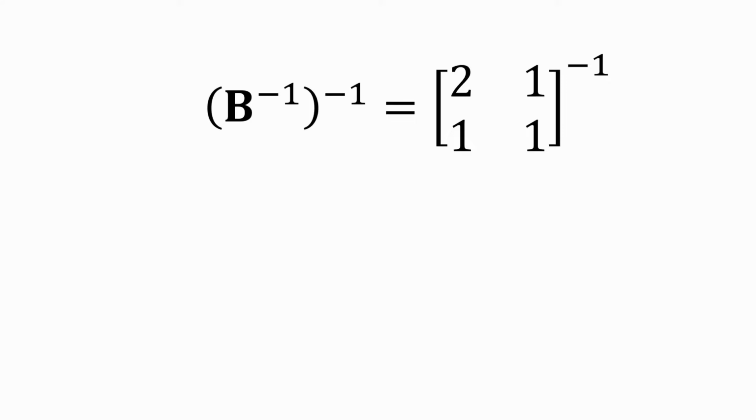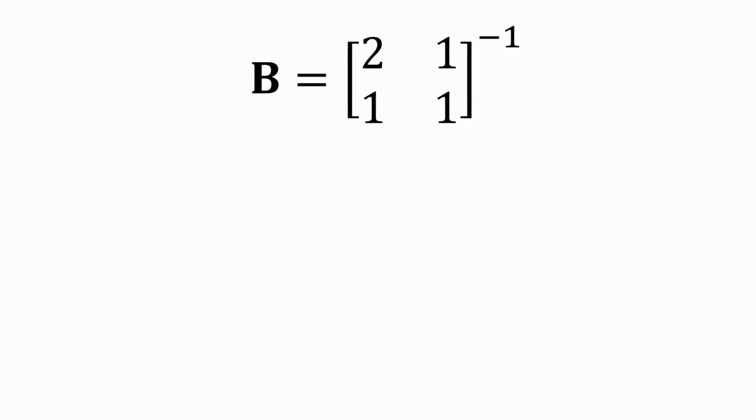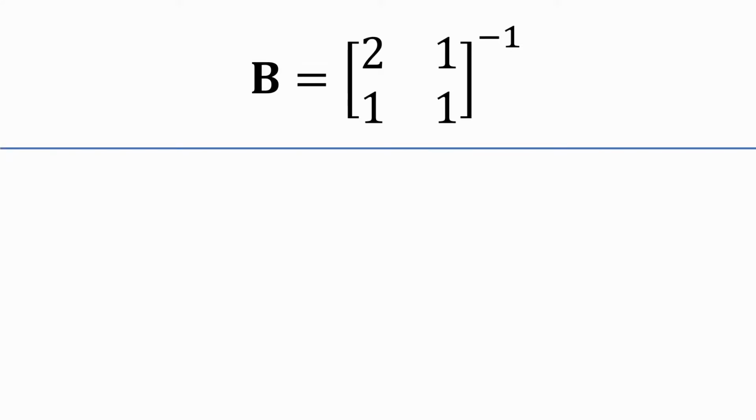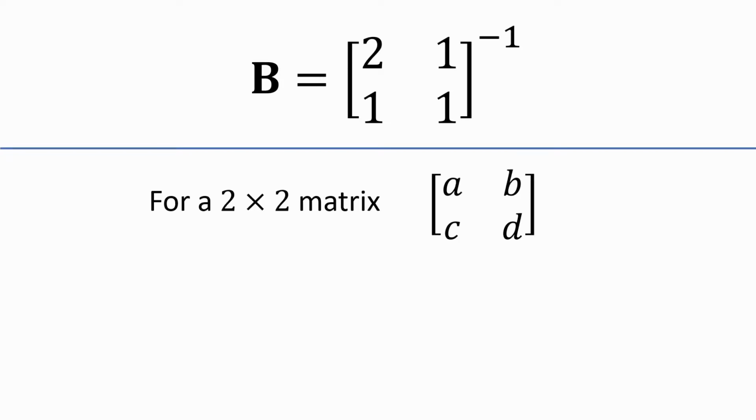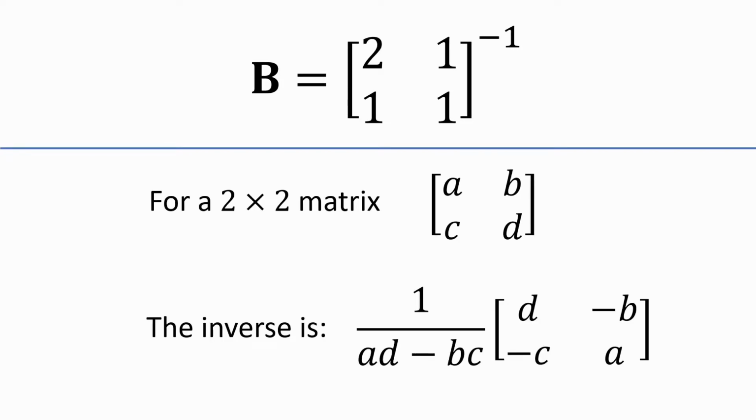We can do so by taking the inverse of both sides of the equation. And since the inverse of an inverse gets you back the original matrix, we now can solve for B by taking the inverse of the 2x2 matrix shown. So what's the easiest way to get the inverse of a 2x2 matrix? Well, probably just to know the formula.